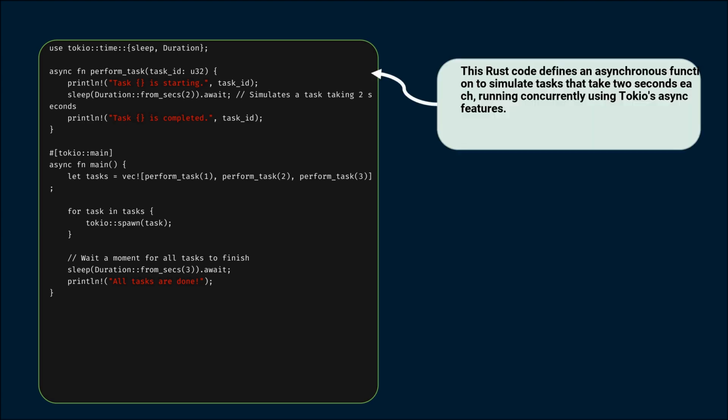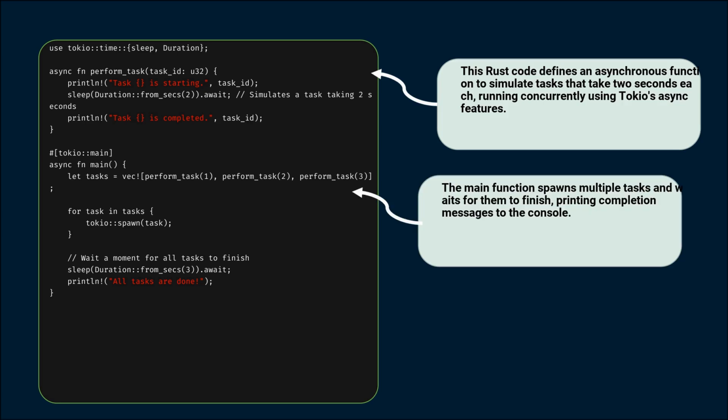In this example, we define an asynchronous function named performTask, which accepts a task ID. Inside this function, we print a message indicating the task start, simulate a time-consuming operation with a sleep of 2 seconds, and then print a completion message. This structure showcases how asynchronous tasks can perform operations without blocking the main thread.